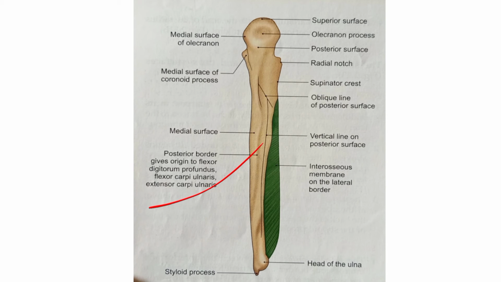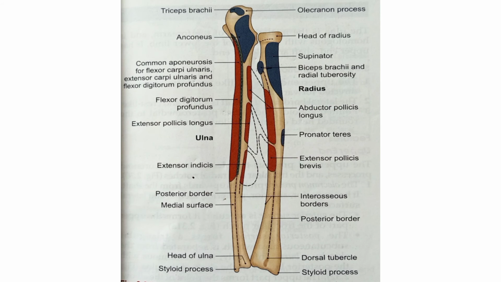Moving further to anconeus muscle. Anconeus is inserted into the lateral aspect of the olecranon process and the upper 1/4 of the posterior surface of the shaft. Moving further to abductor pollicis longus.